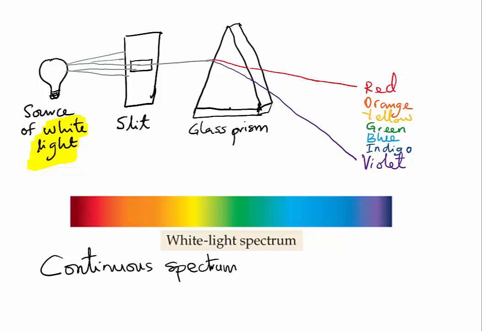And the rainbow of color will be such that the red, orange, yellow, green, blue, indigo, and violet colors will overlap. There will be no distinction between where the red color ends and the orange color begins. This is what is known as the continuous spectrum.